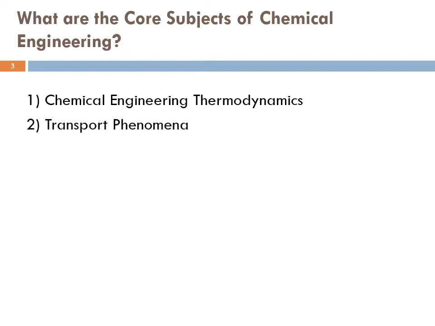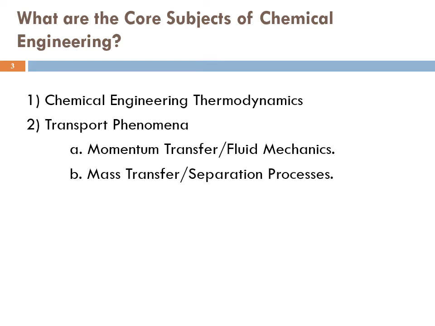Then comes transport phenomena, and in fact transport phenomena is divided into 3 subdivisions. First one is momentum transfer, or what is known as fluid mechanics. Then comes mass transfer, also known as separation processes. And finally you have heat transfer. So these 3 courses really form what's known as transport phenomena, the second core subject in chemical engineering.